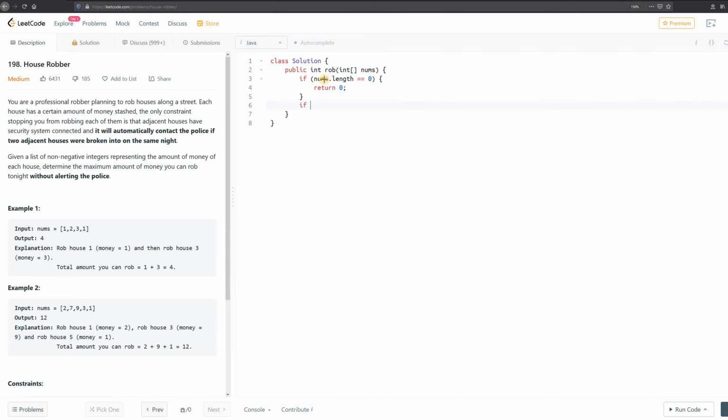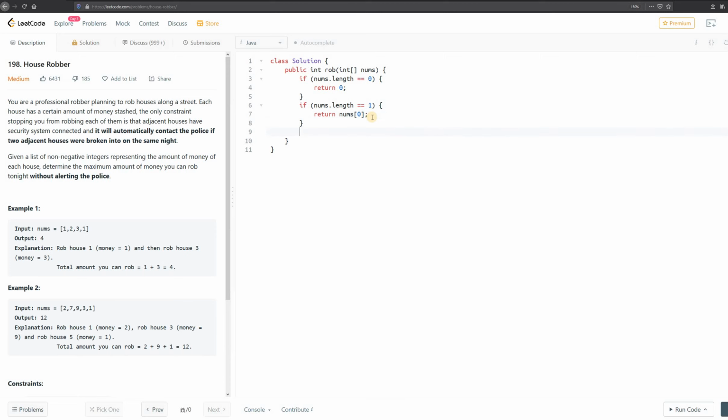Or there could be a situation where there is only one house. It would always be best to rob that house because we were told that these are non-negative integers. Each house is having some money, right? So it is better to always rob that house. So I'll just return nums of 0, sorry, for one house, nums of 0.